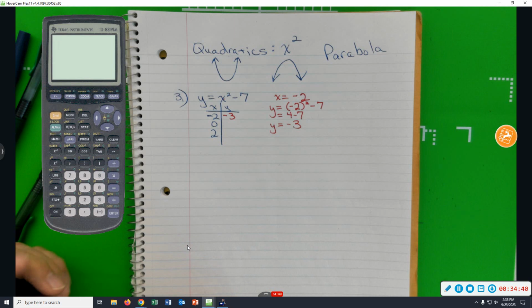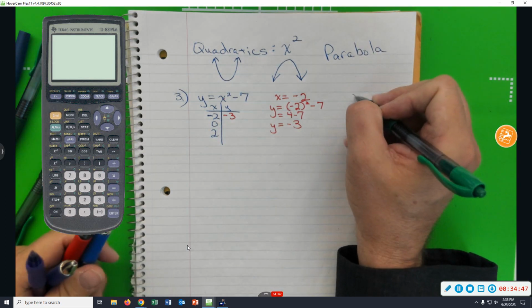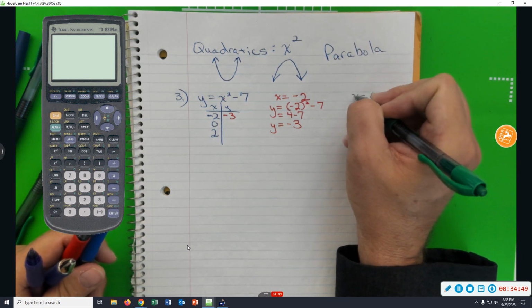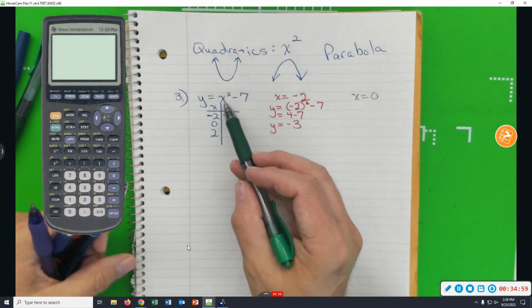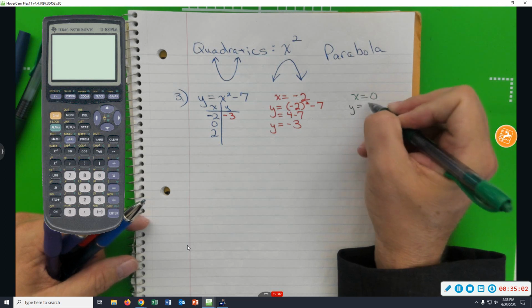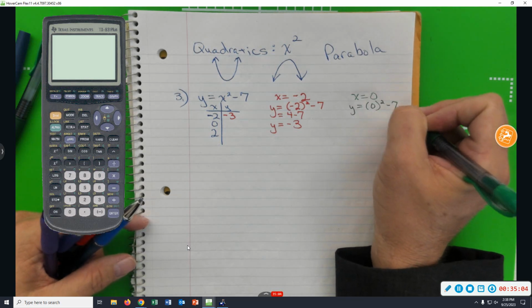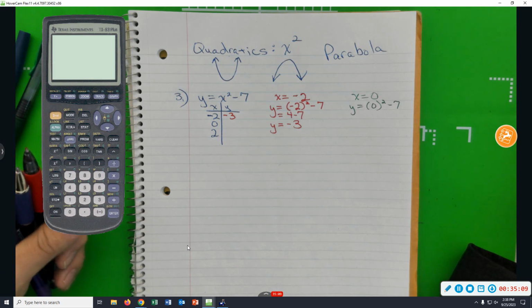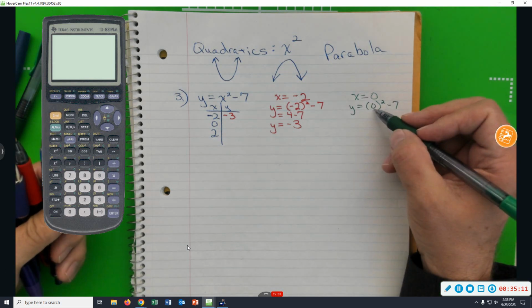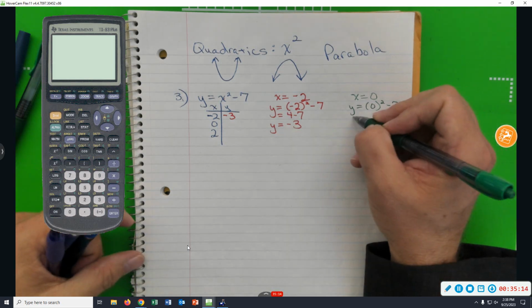What's the next number we're going to plug in for x? 0, okay. I keep thinking I hear people asking a question. If you ask a question and I don't hear you, just say it louder. Plugging in 0, we get y equals 0 squared minus 7. Oh, this is nice. What's that going to give us for y? Negative 7. 0 squared is 0 minus 7 is negative 7.